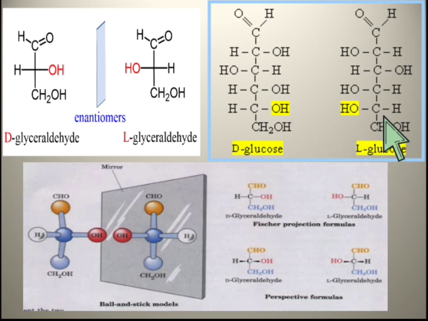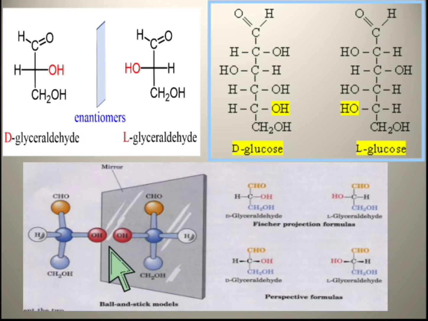Whereas in this case, if you take a look at this penultimate carbon atom here, the OH group is on the left, so it is L-glucose. So I hope it is clear about the D and the L configuration, the D and L sugars.